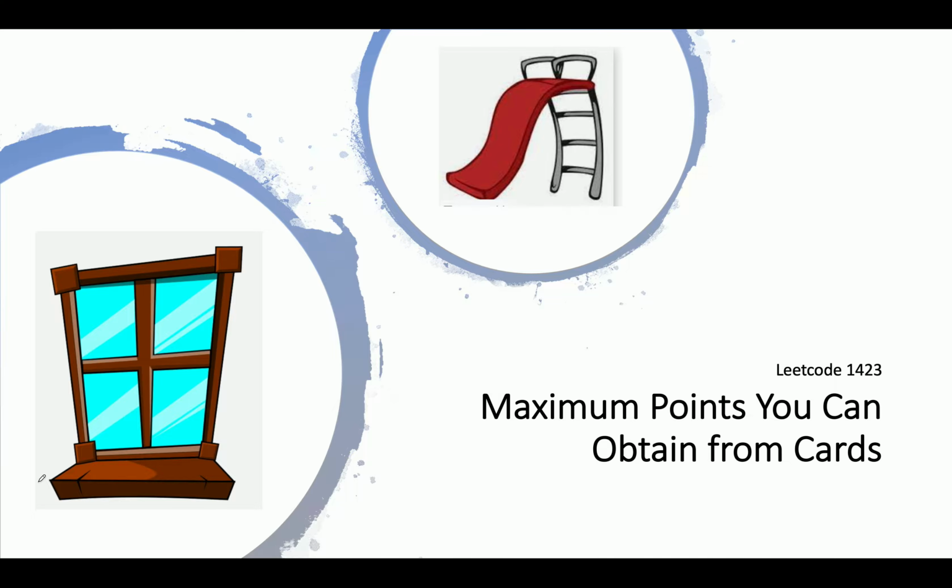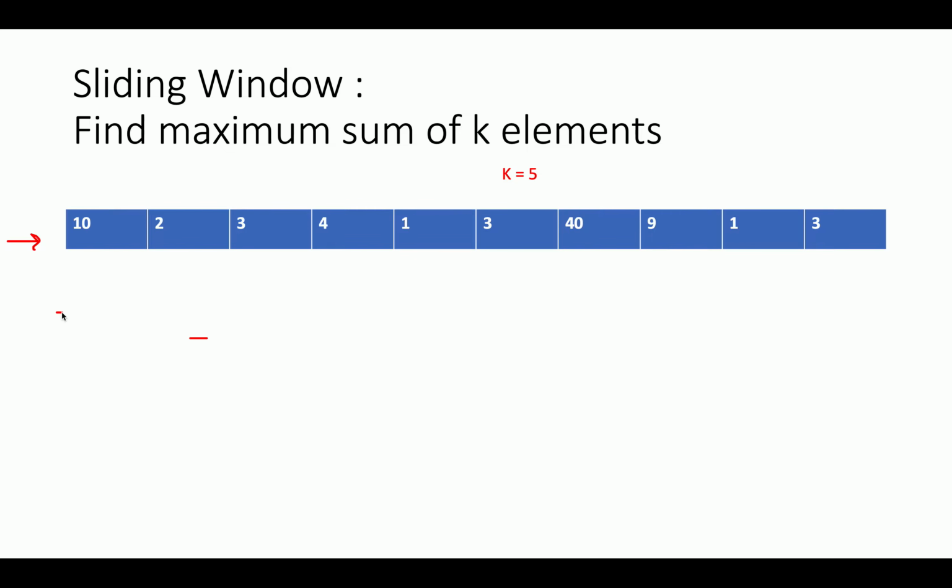So let's get started. The question says we are given an array and we need to tell the maximum sum of k elements that can be generated from this array, provided you are free to opt between the leftmost and the rightmost element. So every time you have a choice whether to pick up the rightmost or the leftmost element, and you need to tell the maximum sum of k elements that can be generated in this input array.